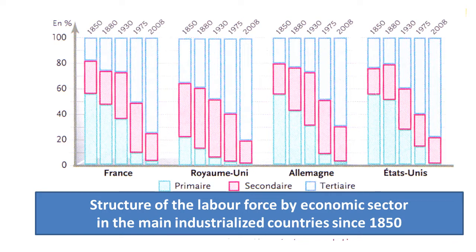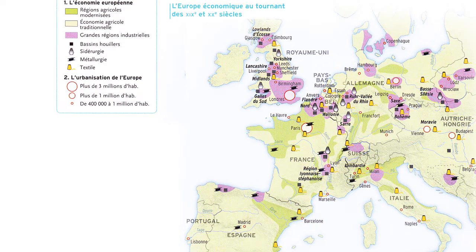And regarding sectors, approximately at the beginning of the 20th century, there were only 30% of the French labor force in the manufacturing sector, while it was more than 50% in Britain. This was due to the advance that industrialization had taken from the very beginning in the UK.